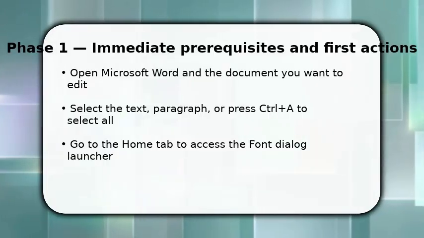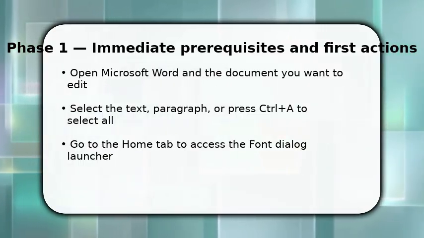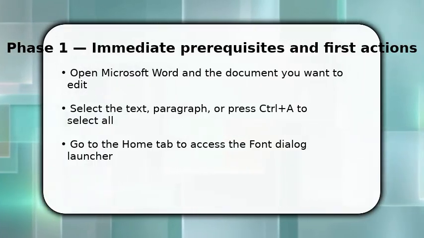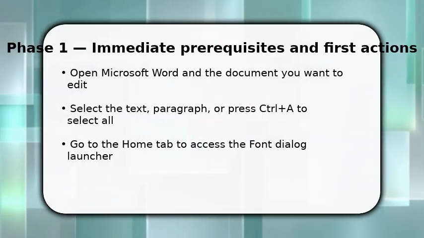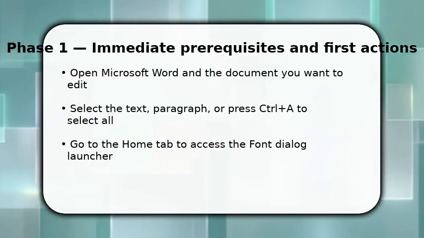You start by opening Word and selecting the exact text you want to fix. If you need the whole file, press Ctrl+A. Once done, go to the Home tab and click the small font dialog launcher in the corner. This gives you the detailed controls. You do this because the quick ribbon lacks the fine typography settings.